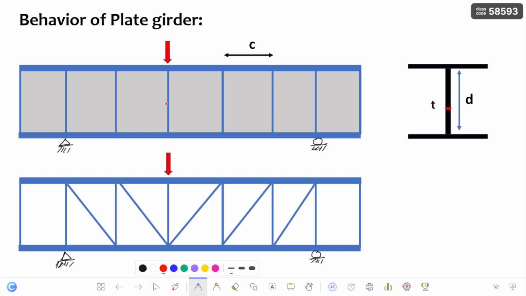Also, this video is related to the series of videos regarding the design of the plate girder. Each and every video is interlinked. If you watch those old videos, then you can get a clear-cut understanding regarding the plate girder.